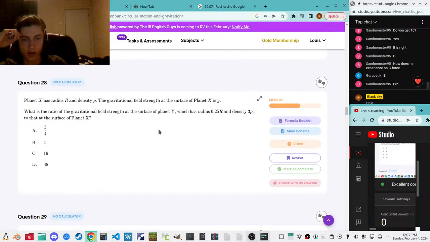X is G. What is the ratio of the gravitational field strength at the surface of planet Y, which has a radius of 0.25 r and a density of 3 rho, to that at the surface of planet X? It has a radius r and a density rho. So it has 3 times more density.